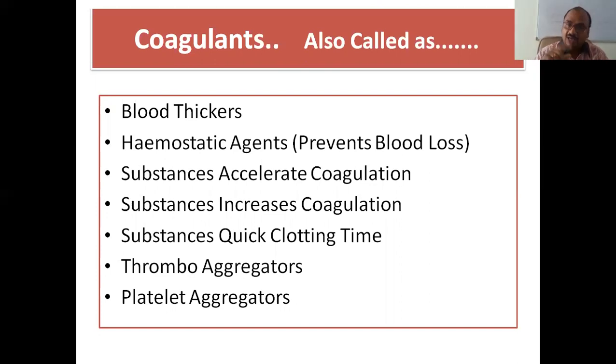Substances which increase the coagulation, which make a quick clotting time, clot very quickly. And thrombo-aggregators, all thrombocytes aggregate together, and also called platelet aggregators. And also called blood fusers, RBC fusers. All RBCs will be fused together, blood fusers.